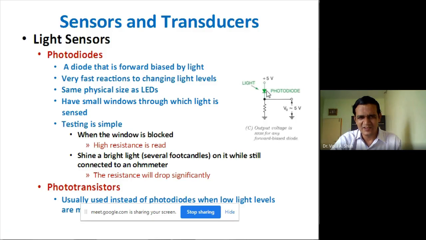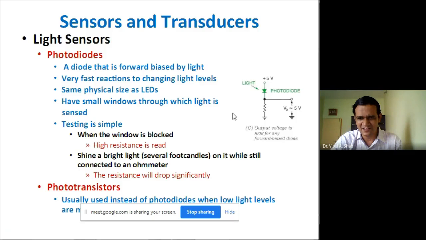It has a small window through which light is sensed. On a photodiode, if you have seen that, a very small window is there from where the light is imparted on this, and then there is a change in resistance occurring in this material. There is a known resistance, and you can generate a differential voltage over here. Through this, you can achieve this output. So high resistance is readable over here. The resistance will drop significantly over a period of time.